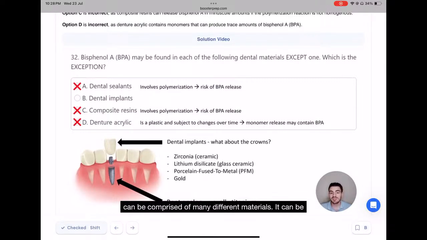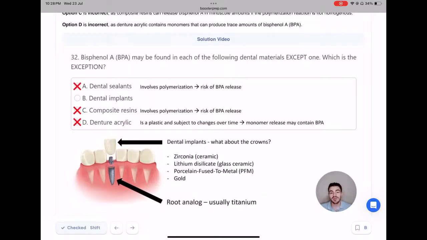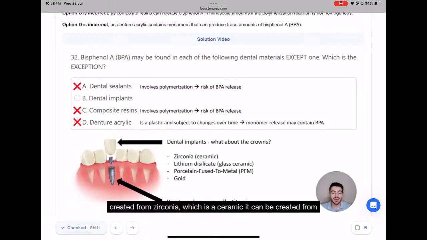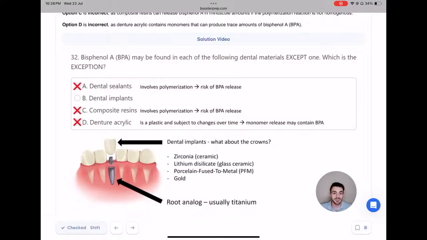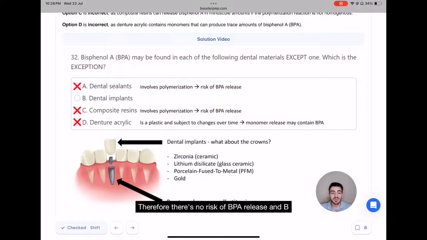Well, it can be comprised of many different materials. It can be created from zirconia, which is a ceramic. It can be created from lithium disilicate, which is a glass ceramic. It can be created from porcelain fused to metal, or it can also be created from gold. But in all of these instances, we're still not looking at resins and polymerization. Therefore, there's no risk of BPA release, and B is our correct answer choice here.